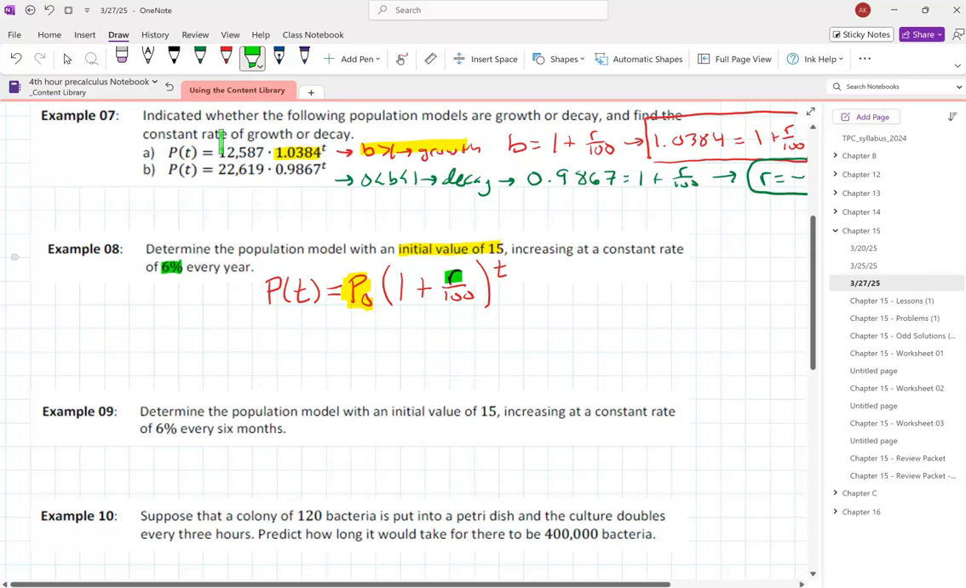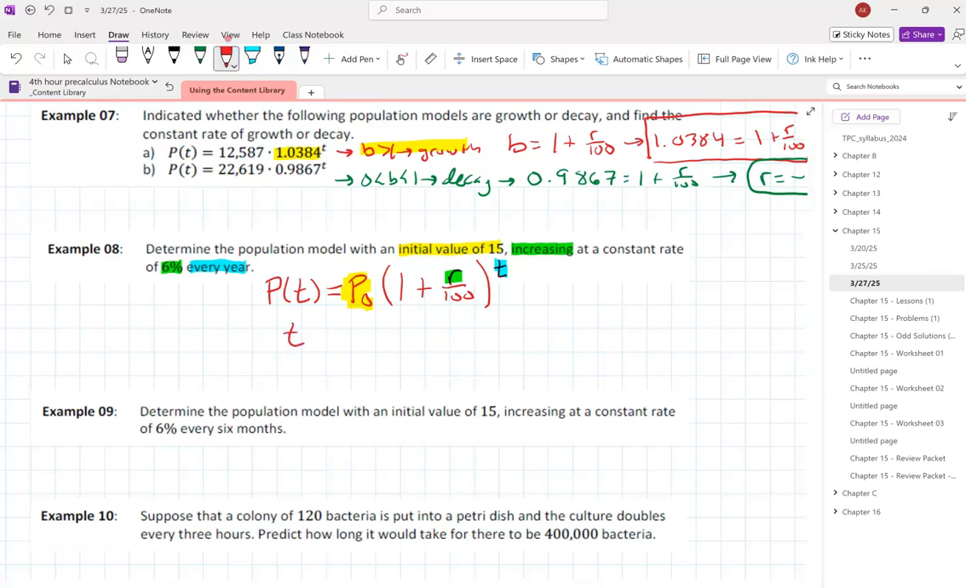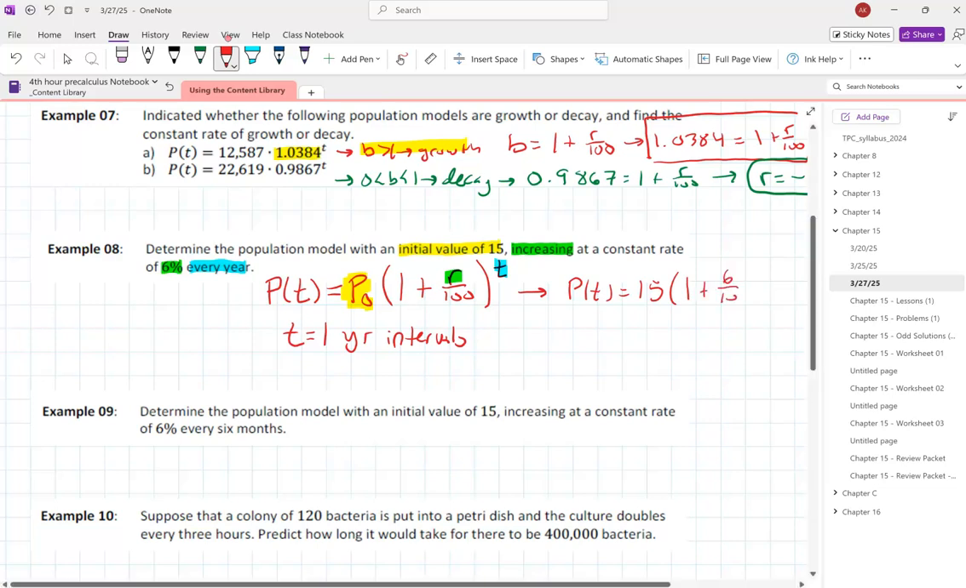Do I know if the R is positive or negative? Positive. How did I know positive? What word in there is telling me it's positive? Increasing. And then it seems to me that T we're going to be representing as years, right? So if I do that, we'll just say P of T equals 15 times 1 plus 6 over 100 to the T.